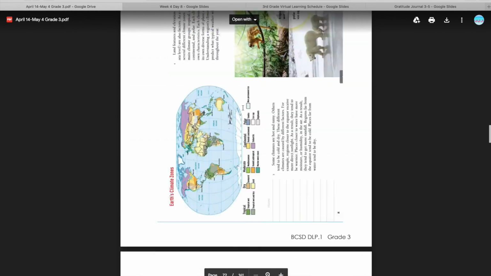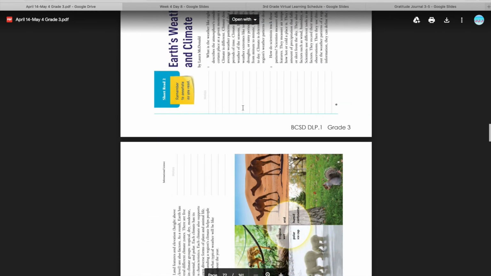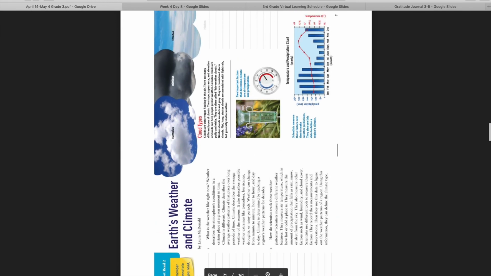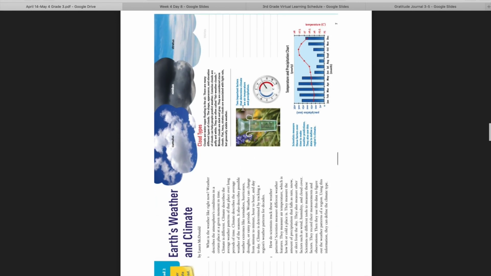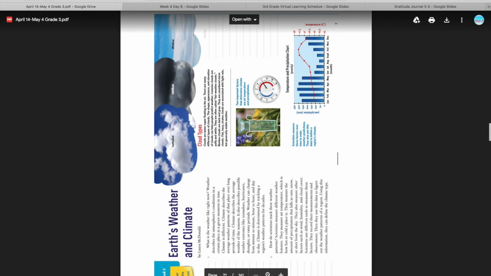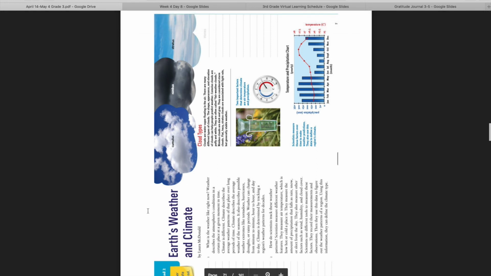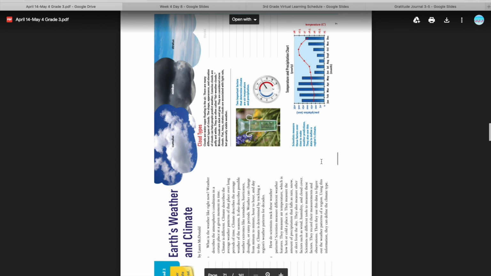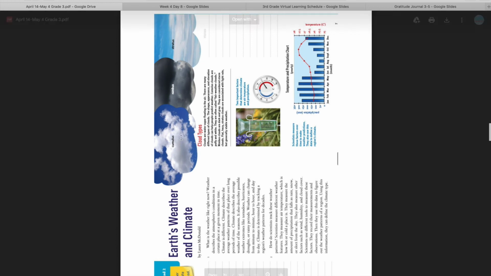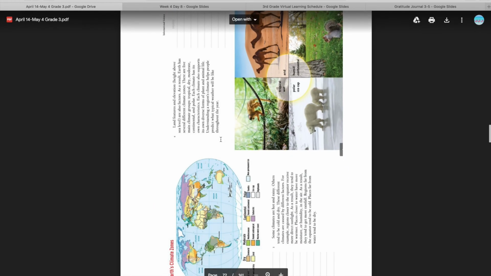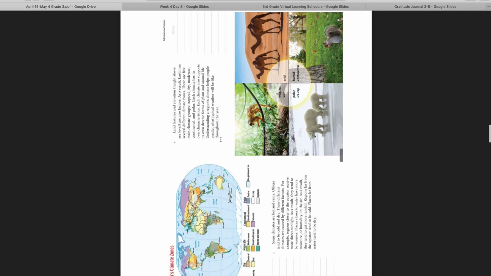So here's your article. Remember, this is informational. And when we said we have informational, we have what's called features of text. Do you guys remember features of text? So those are the pictures. Those would be the title. They would be the subheadings. They would be the chart that gives us more information. All of the captions by the pictures. These are all features of text, and we only see those in informational writing, because they give us more information that we might not have gotten from the article.